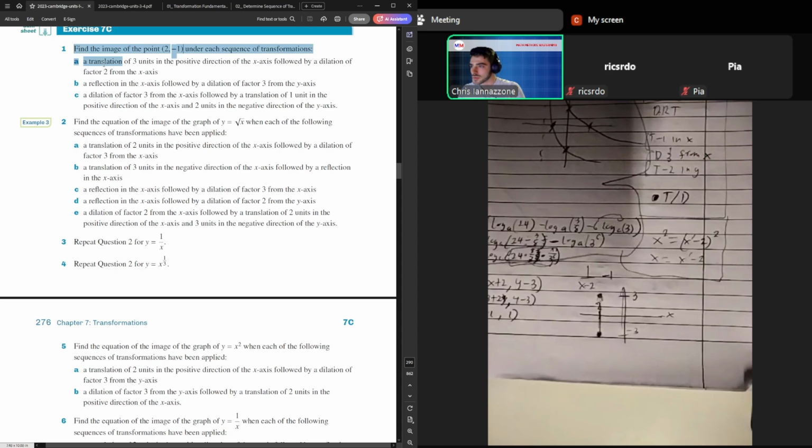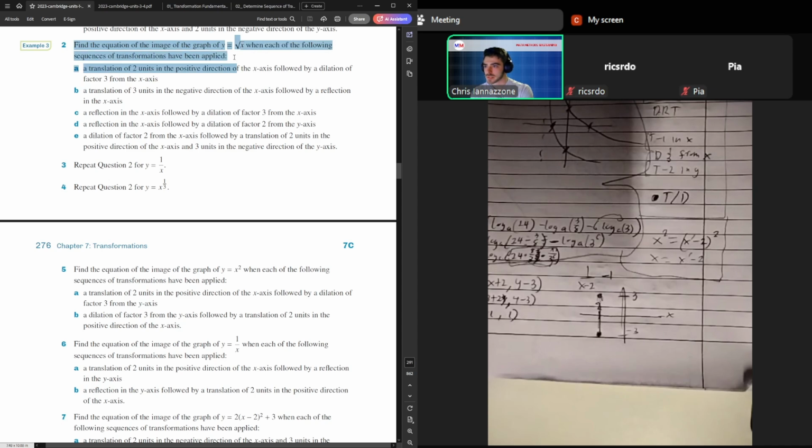So we'll do 1a on this one. You have your starting point, translate 3 into positive x, then dilate by 2 from the x. Five and -2. Yeah, exactly. The rest is just different mix-mash variables of that.